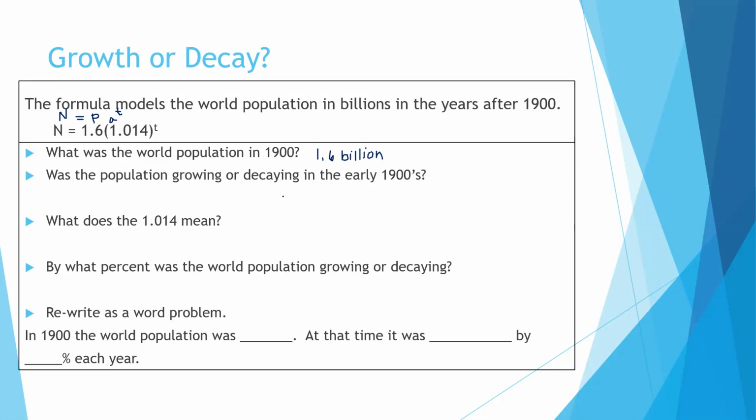Was it growing or decaying? And so we already talked about that it was growing, but how do I know from the formula if I didn't know any history about that time? In the formula, I know this because our A value is greater than 1.